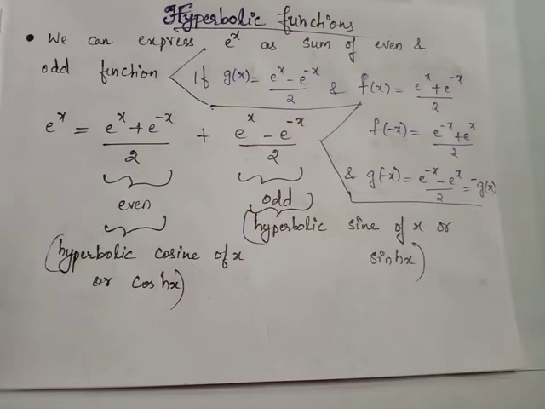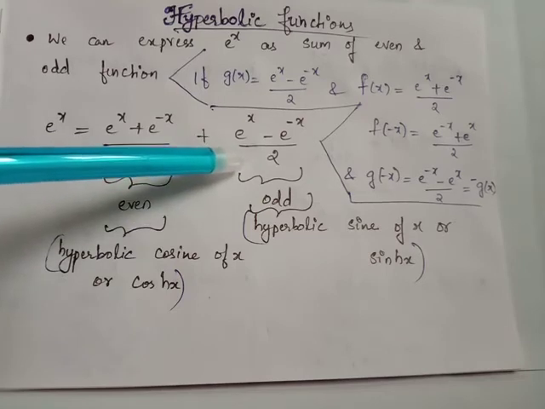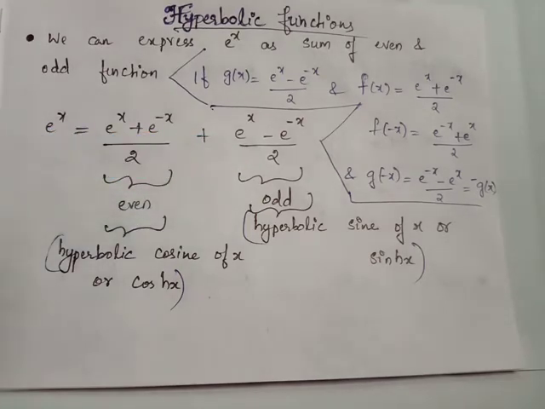We know that trigonometric cosine function is an even function. So this even part was given the name cos hx because this is not exactly cosine function. It's different, but it has a similar property to that of cosine function. That's why it is given the name hyperbolic cosine or cos hx. This part which satisfies the property of odd function was given the name sin hx because we know that trigonometric sine function is an example for odd function, and since this part satisfied a property similar to that of sine function, it was given the name sin hx or hyperbolic sine of x.